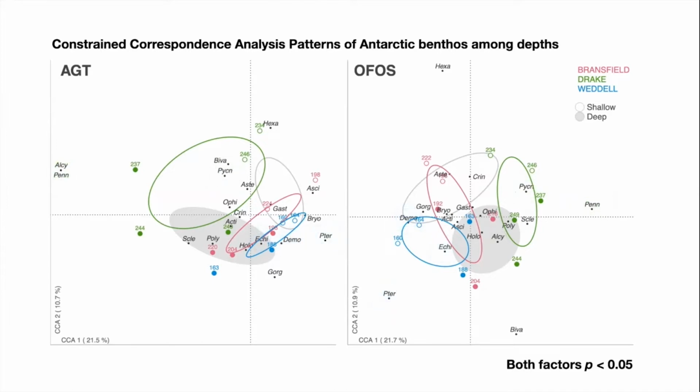Regarding the depth, there were some discrepancies between the groups that were sampled. As you can see, the Scleractinia, the Polychaeta and the Gorgonians from the AGT are different from the Holothuroidea, Alcyonacea and Bivalvia that are present in OFOS.